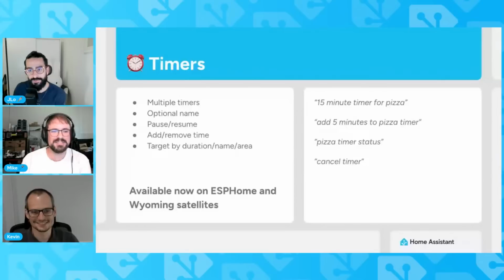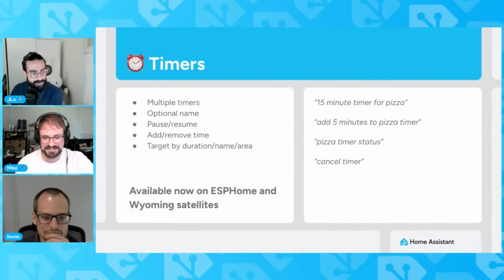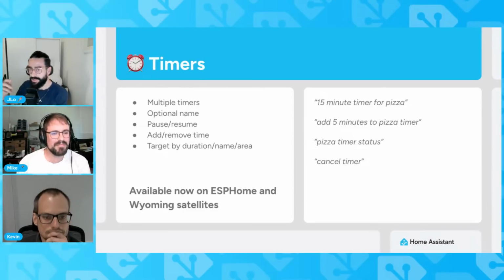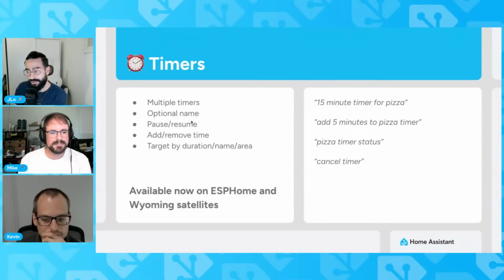So let me just go back to the slide for the timers. That's it for timers. We still got plenty more, folks. Stay tuned. Yes. So available now on ESPHome and Wyoming satellites. We are a bit cheating, because it's available on ESPHome if you implement one of the triggers. It's available on the Atom Echo and the S3 box as of today. The firmware has been provided.